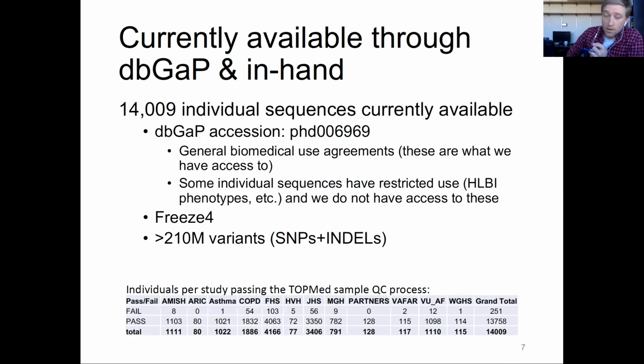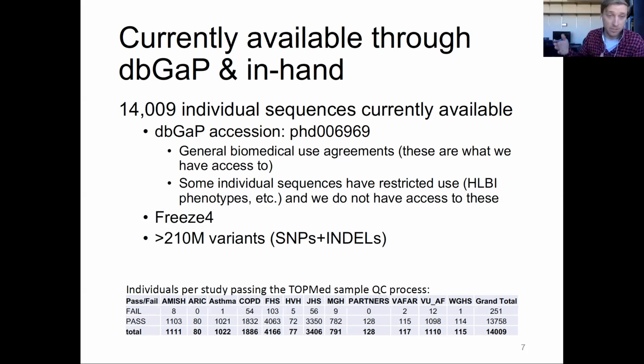But anyway, the subset that we have access to is freeze 4 of TopMed. There are about 14,000 individuals total, and in that, there are over 210 million variants, SNPs and indels, called in that data set. The table at the bottom has the individual studies, in short codes, and the numbers that pass all of the QC metrics based on the released TopMed sample QC file, and those that fail. The ones that pass are a little shy of 14,000 individuals.